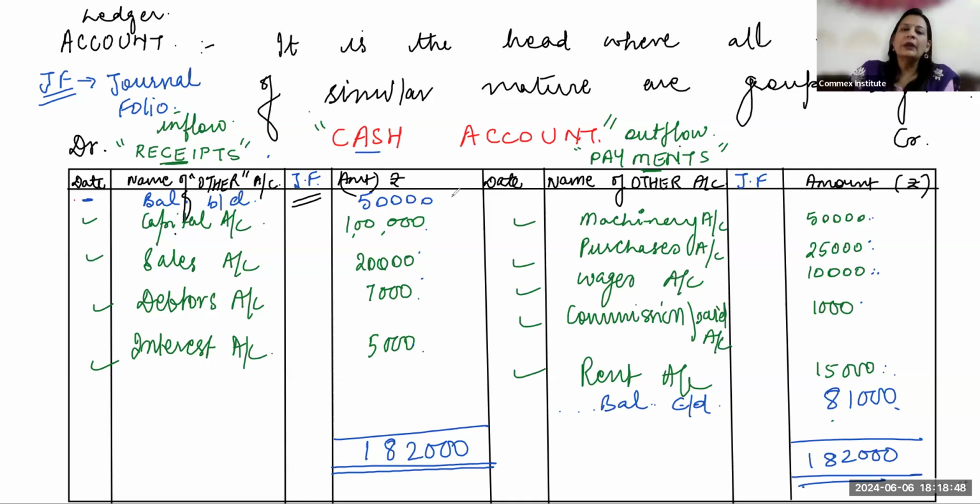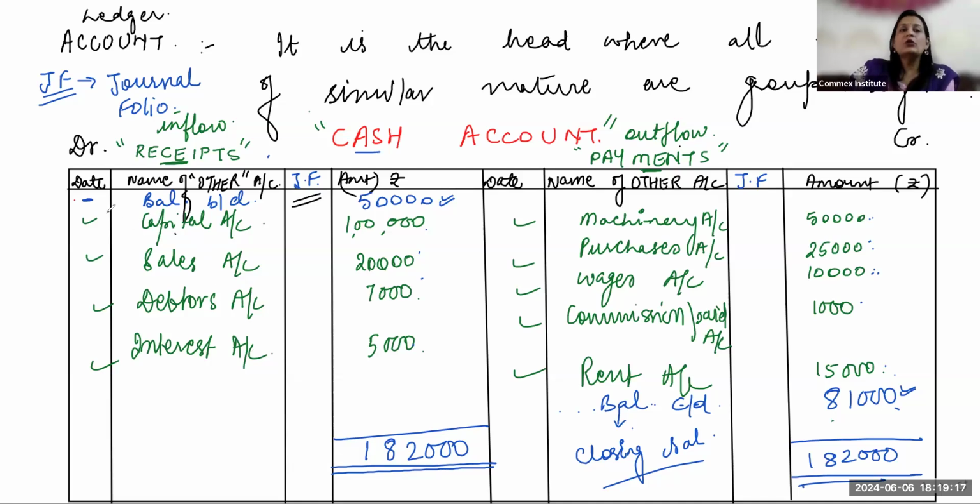We started with the opening balance. We had 50,000 in the beginning, and at the end of the year, I've got 81,000. The purpose of making this account is to know my closing balance, that is, at the end of the period, how much cash do I have, which is 81,000. You could have done it easily also, by putting all the receipts plus, minus, all the payments. Basically, that is what our account is.